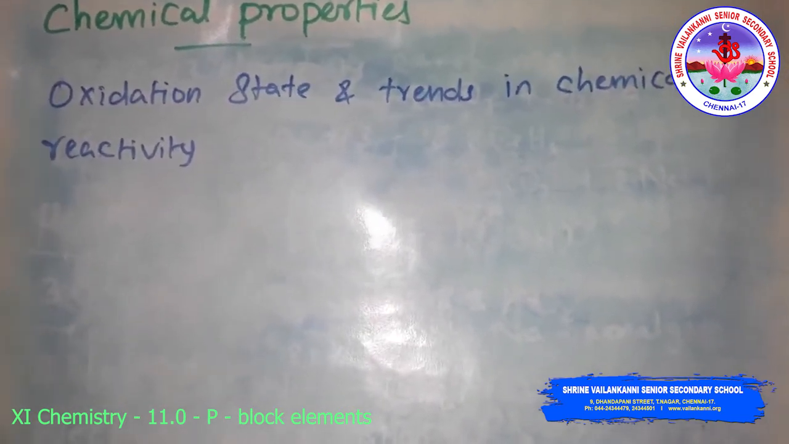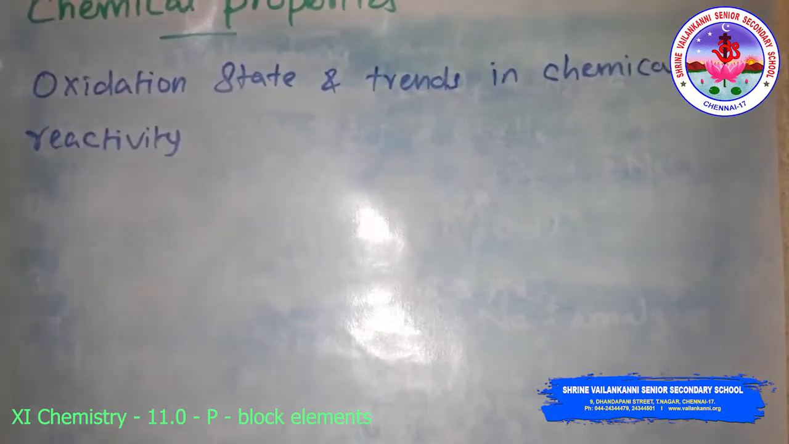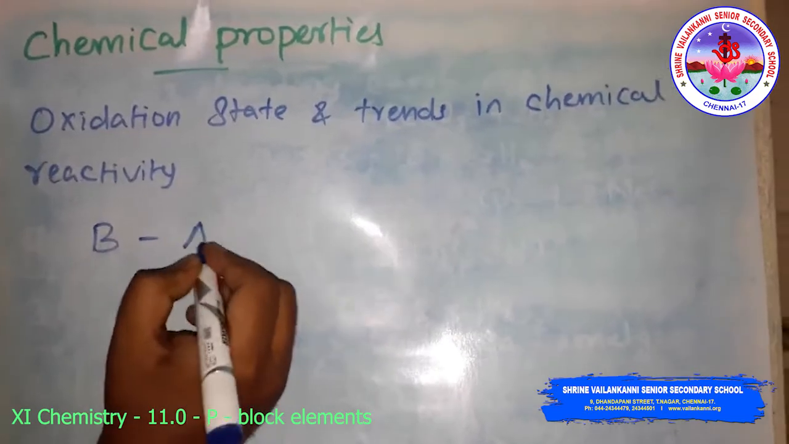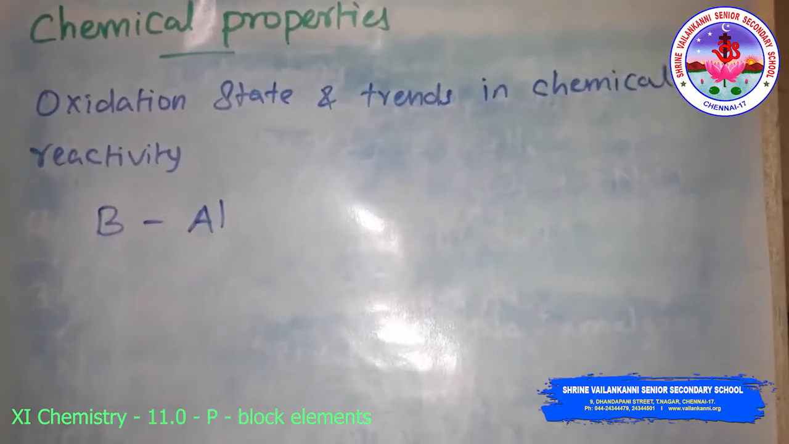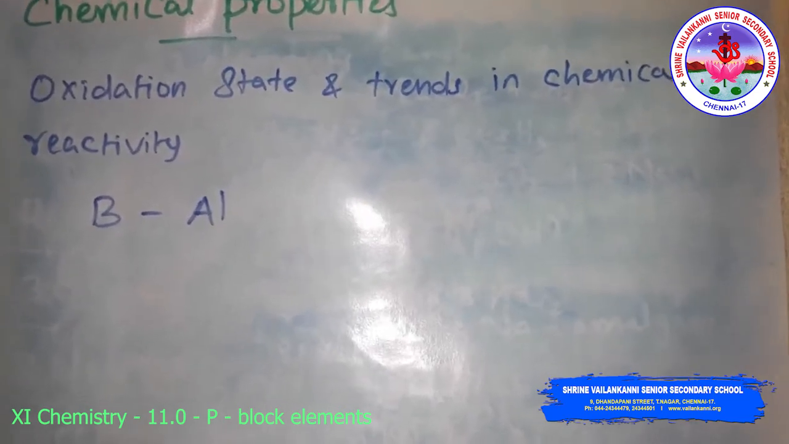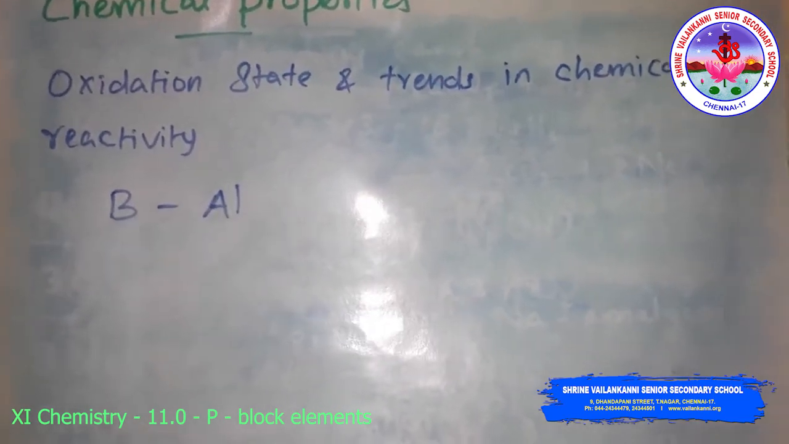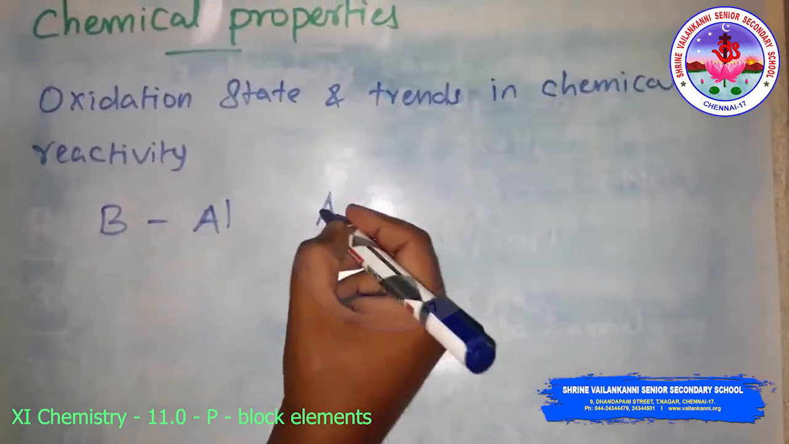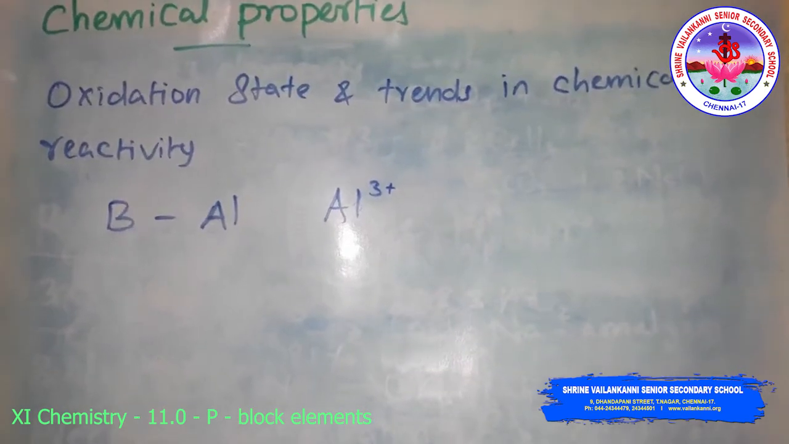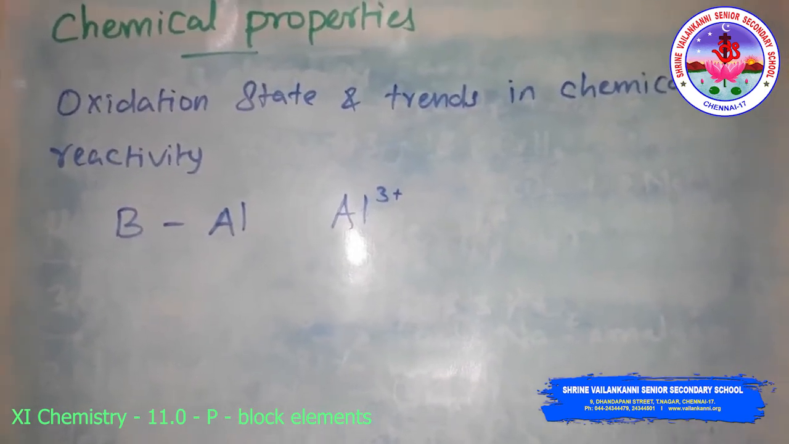But as we move from boron to aluminum, the sum of the first 3 ionization enthalpies of aluminum decreases considerably, and therefore it is able to form the Al3+ ion. In fact, aluminum is a highly electropositive metal.